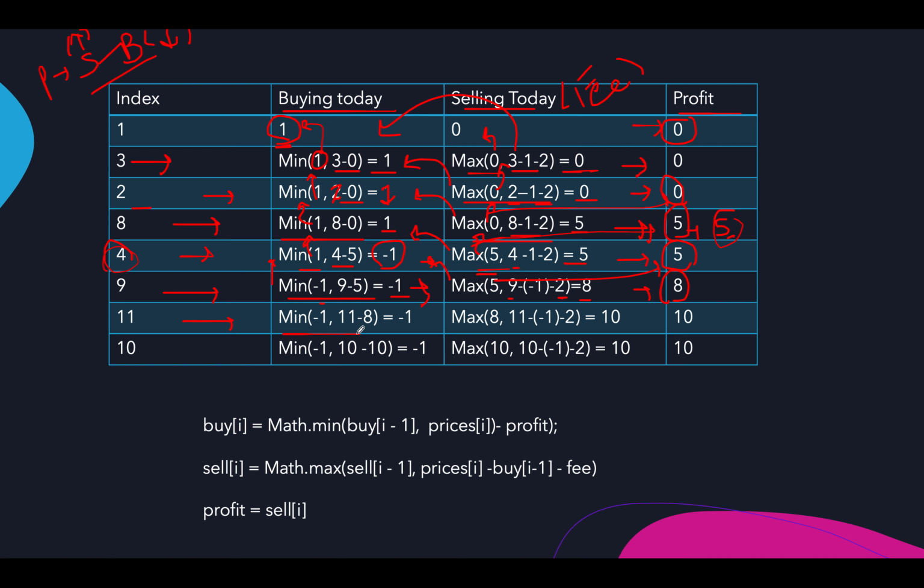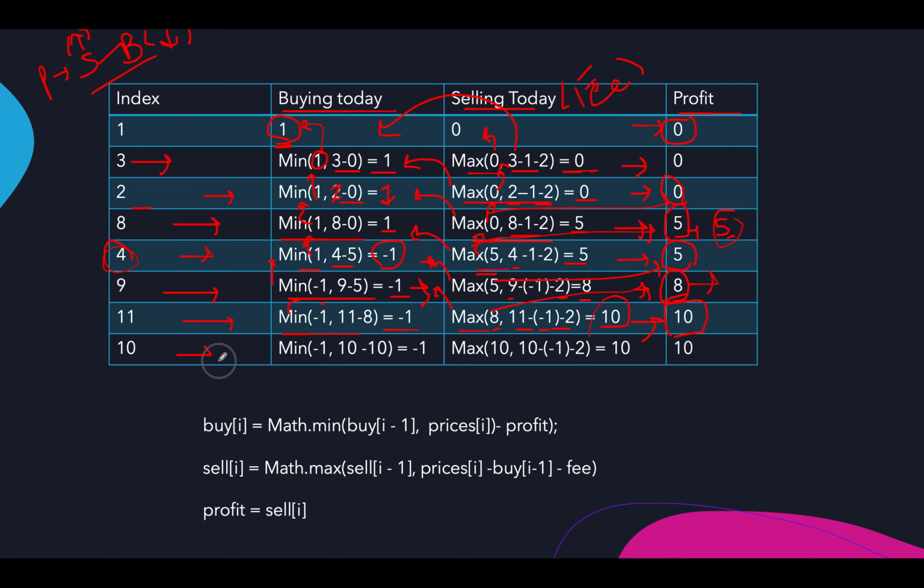The two candidates again: one is the previous one, the minus 1, the buying factor, and the second one would be 11 minus the profit that you have made so far, which is 3. So the minimum of these two is minus 1, so this stays minus 1. The next one would be the maximum of 8, the previous profit that you have made, and 11 minus minus 1, the previous buying factor, minus 2, that would give you 10. So this gets updated with 10.